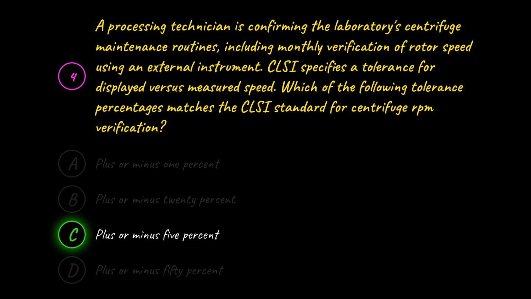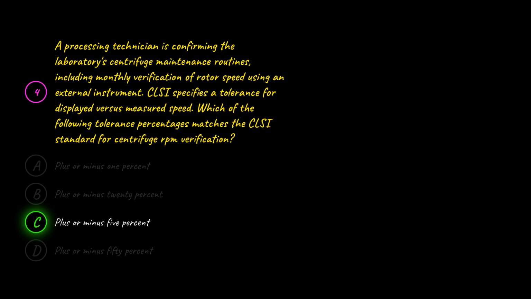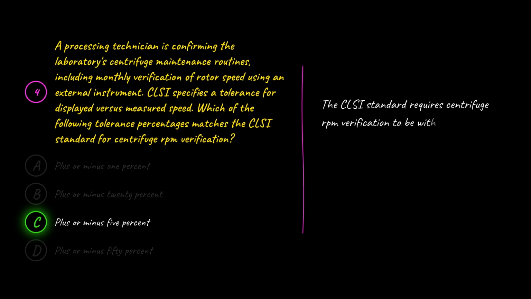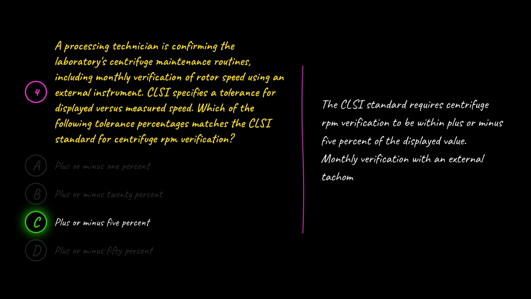The correct answer is C, plus or minus 5%. C is correct because the CLSI standard requires centrifuge RPM verification to be within plus or minus 5% of the displayed value. Monthly verification with an external tachometer documents this tolerance for the maintenance log.